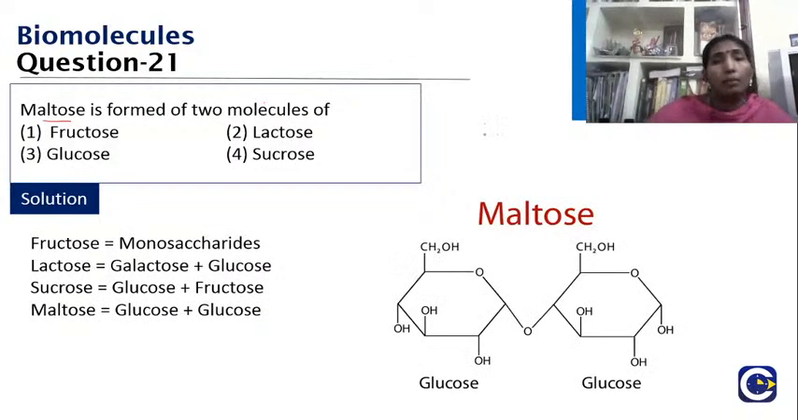Maltose, we know it's a disaccharide, so it gives 2 monomers of glucose. Fructose is a monosaccharide. When you take lactose, we have galactose and glucose. What about sucrose? The fruit sugar, and lactose is the milk sugar. Sucrose gives glucose and fructose. Maltose gives 2 molecules of glucose. So what should be your answer? It is 2 molecules of glucose. That concept you should know.